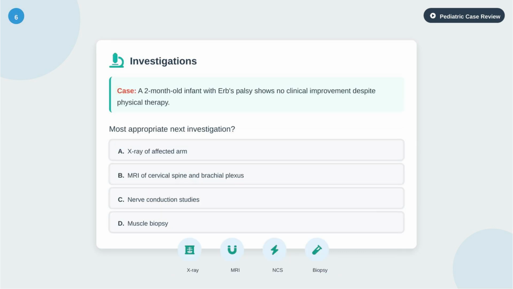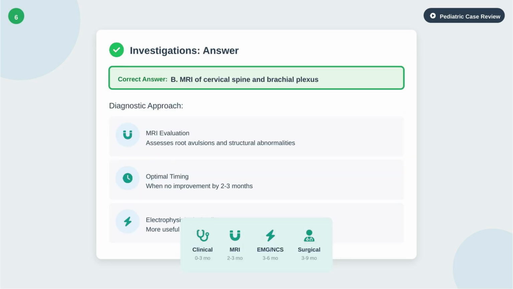A 2-month-old infant diagnosed with Erb's palsy at birth shows no clinical improvement despite physical therapy. What is the most appropriate next investigation to evaluate this infant's condition? A. X-ray of the affected arm. B. MRI of cervical spine and brachial plexus. C. Nerve conduction studies. D. Muscle biopsy. The correct answer is B. MRI of cervical spine and brachial plexus.